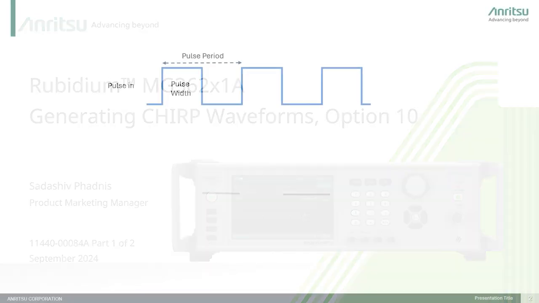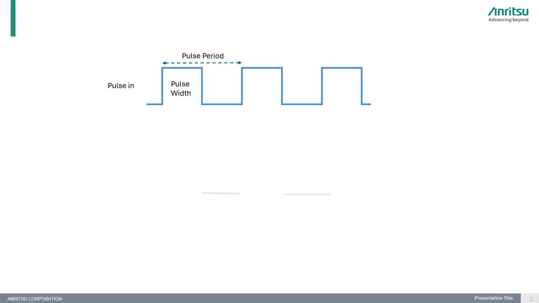First, I will explain conceptually how a CHIRP can be generated by enabling FM and pulse modulations simultaneously. We start with pulse modulation. The time during which pulse is on is called pulse width. Pulse also has a repetition interval, which is also called pulse period, as shown here. We set the pulse width equal to the width of the CHIRP that we would like to generate. We set the pulse period equal to the CHIRP repetition interval or repetition period.